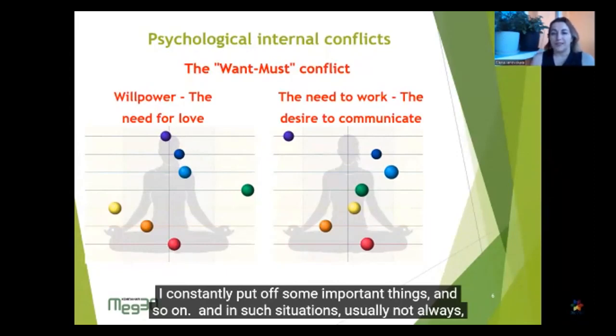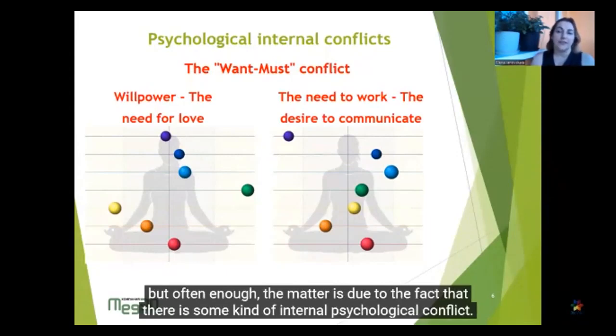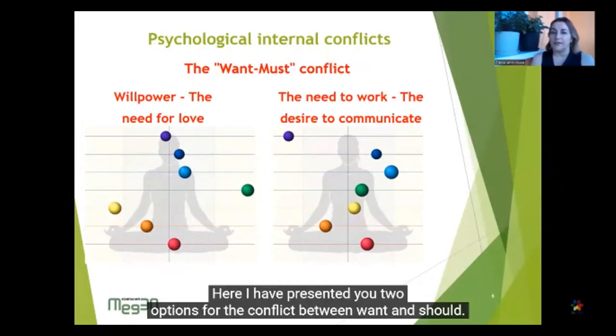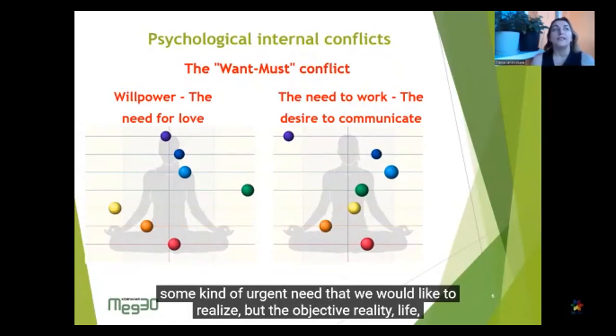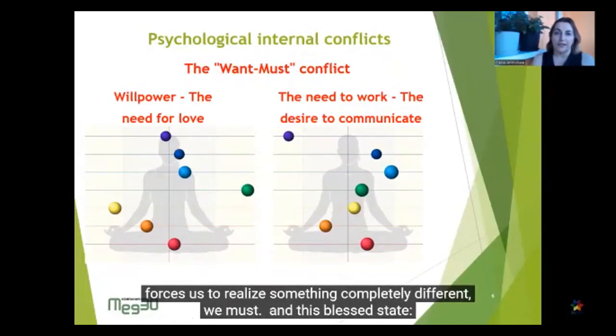And such situations, not always, but often enough, are due to some kind of internal psychological conflict. Here I have presented two options: the internal conflict between what you want and what you should do. It's a classical conflict, often encountered by psychologists in consultations, when we have urgent needs that we would like to realize, but objective reality, life, forces us to do something absolutely different, what we have to, what we must do.